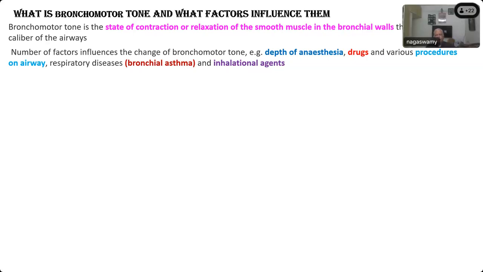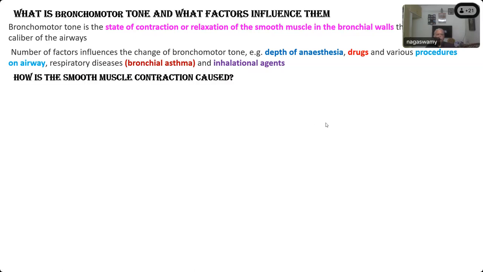Dilatation. One of the pieces of advice given whenever a patient develops a bronchospasm intraoperatively is to deepen the plane of anesthesia, because a lighter plane of anesthesia stimulates the smooth muscles and produces a constriction. If you deepen the plane of anesthesia, these smooth muscles will relax and that will dilate the airway and relieve the obstruction or the bronchoconstriction. Some drugs can do that, and various procedures on the airway can also alter the bronchomotor tone. Respiratory diseases, bronchial asthma and inhalation agents, all these things can produce a problem.